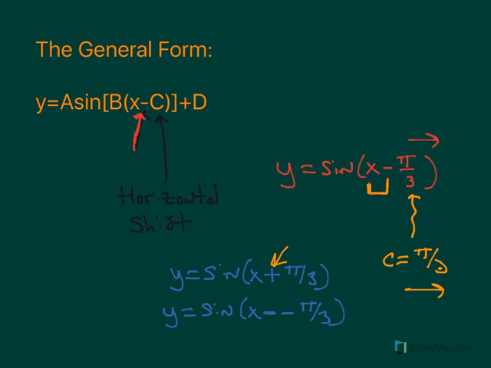So your c value, when you're looking at just your c value from here to here, this is the general form, x minus the c has to be negative pi over 3, so it's going to shift it to the left, negative pi over 3, so it's going to go back pi over 3. So that's going to be your c value, and they call that the phase shift. So c equals the phase shift.